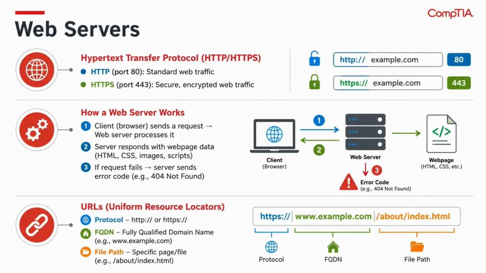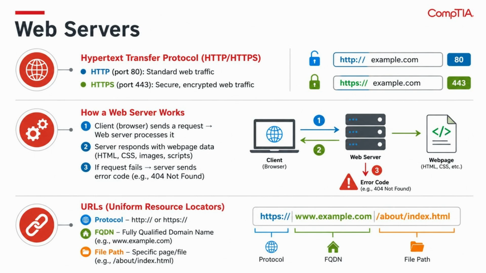A web server listens on HTTP port 80 for standard traffic, or HTTPS port 443 for encrypted traffic. Here's the flow. Your browser sends a request, the server processes it, and responds with the page data: HTML, CSS, images, scripts. If the request fails, you get an error code, like 404 not found.